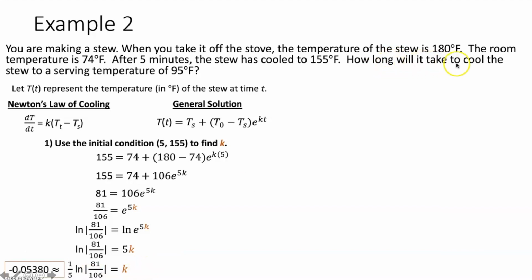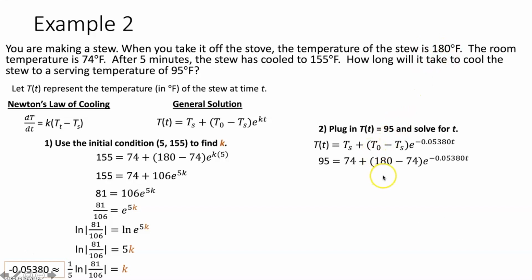We're trying to find how long it'll take to cool the stew to a serving temperature of 95 degrees Fahrenheit. So we're going to take that 95, plug it in for T of t in our temperature at a certain time formula. We also have just found k, so we can take that and plug it in for k here. We know the surrounding temperature is still 74 degrees Fahrenheit. That's going to go in here and here. The initial temperature we know was 180 degrees Fahrenheit. That goes in here. And now we can solve for t.